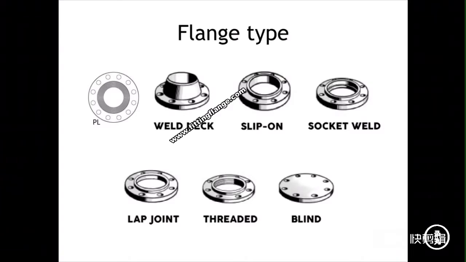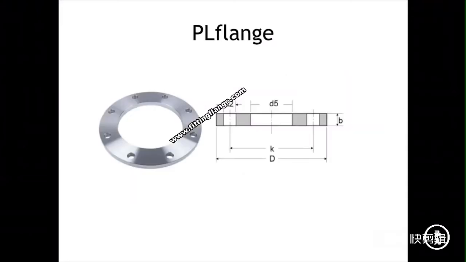There are many types of flanges, like the plate, the weld neck, slip-on, socket weld, lap joint, threaded, and blind. Those types go together with the different connection ways.